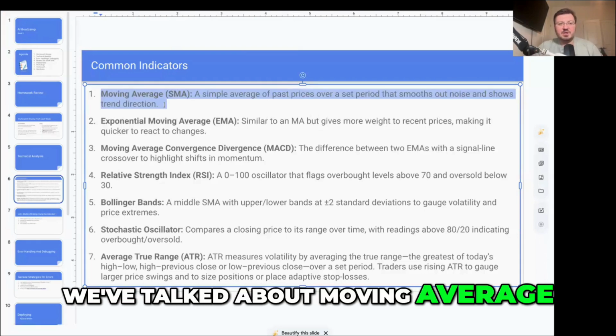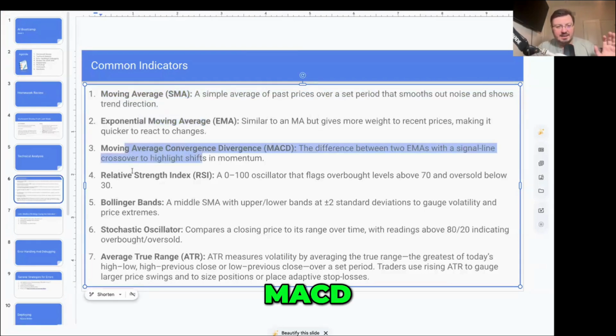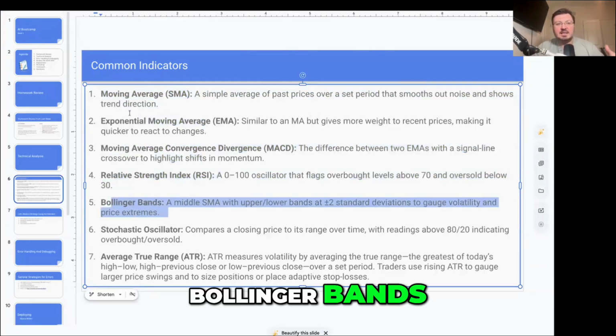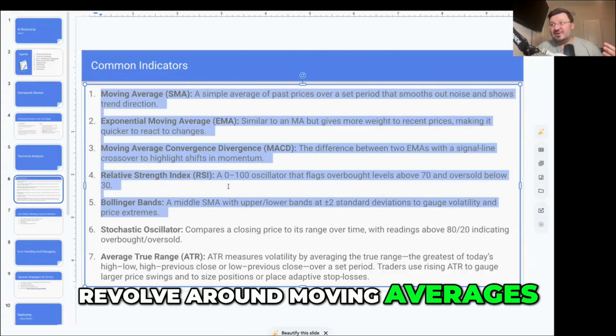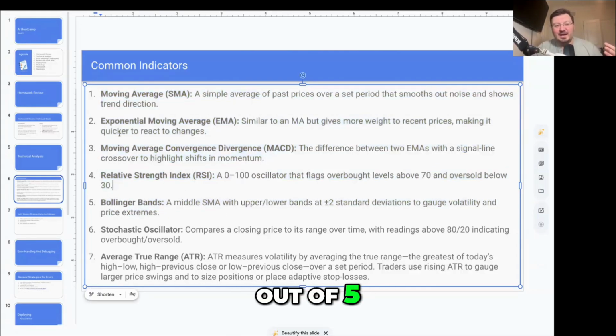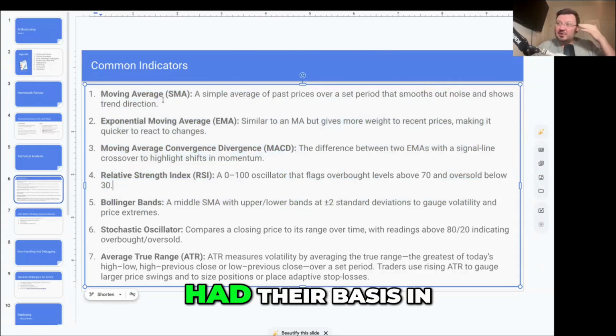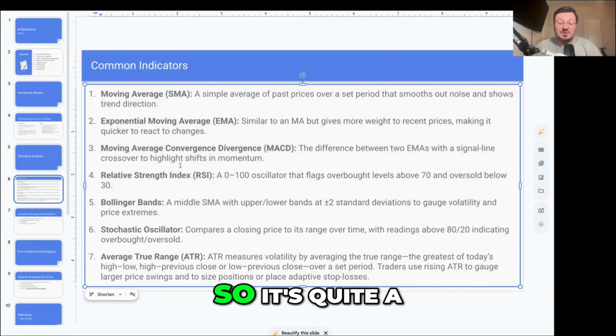We've talked about moving average, exponential moving average, MACD, RSI, Bollinger Bands. Again, notice how so many of these revolve around moving averages, right? Out of these five, four of them had their basis in moving averages. So it's quite a popular thing to work with.